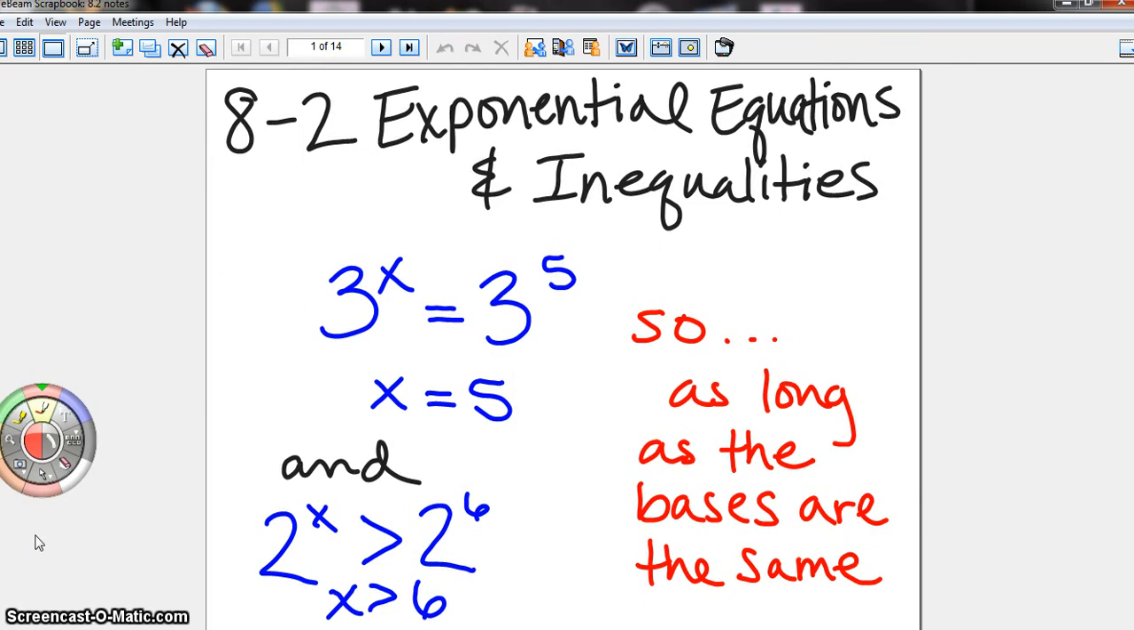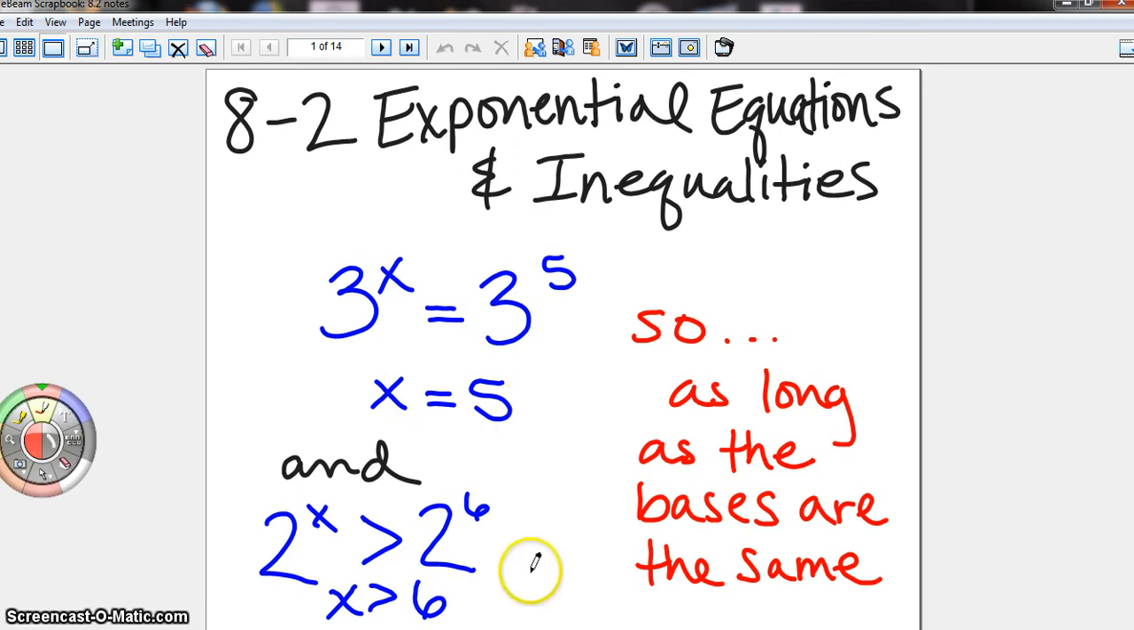Here is 8.2, exponential equations and inequalities. What you have is two exponent expressions equal to each other. As long as you have bases that are the same, then we can basically eliminate those bases, set the exponents equal to each other, and solve the equation that you have left. Sometimes we have something as simple as this, where x is equal to 5.